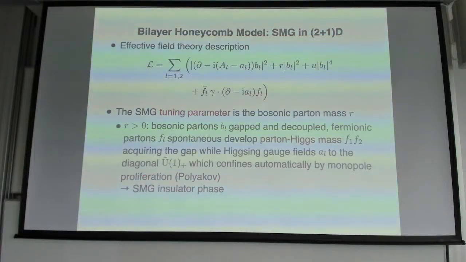So up to this point, there are no degrees of freedom left at low energy. The boson is gapped by this R greater than 0. The fermion is gapped by the Higgs mass. The gauge group is gapped by confinement. So you are left with nothing at low energy. So you realize a trivial phase without topological order, without symmetry breaking, and this is the SMG insulating phase. Yes?